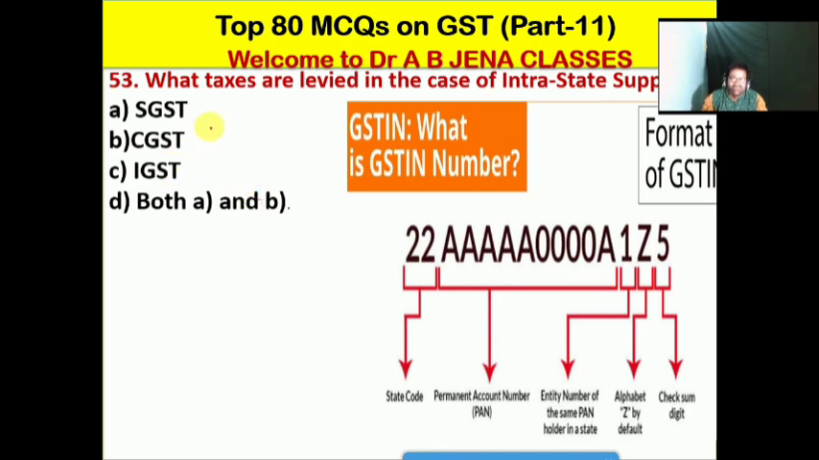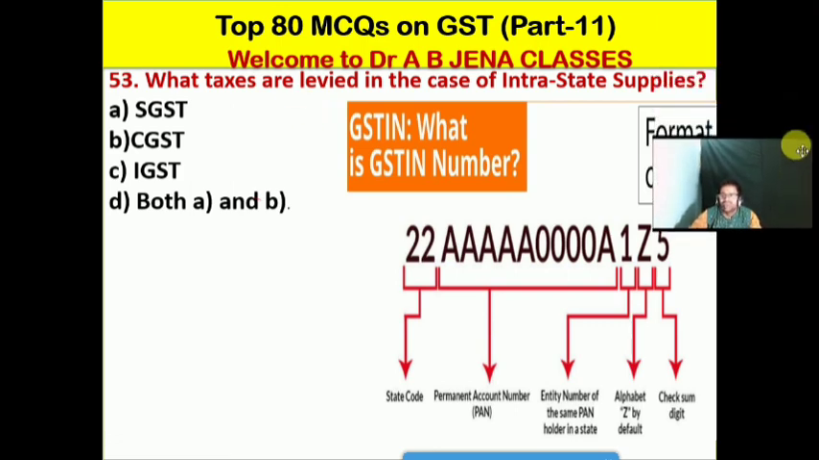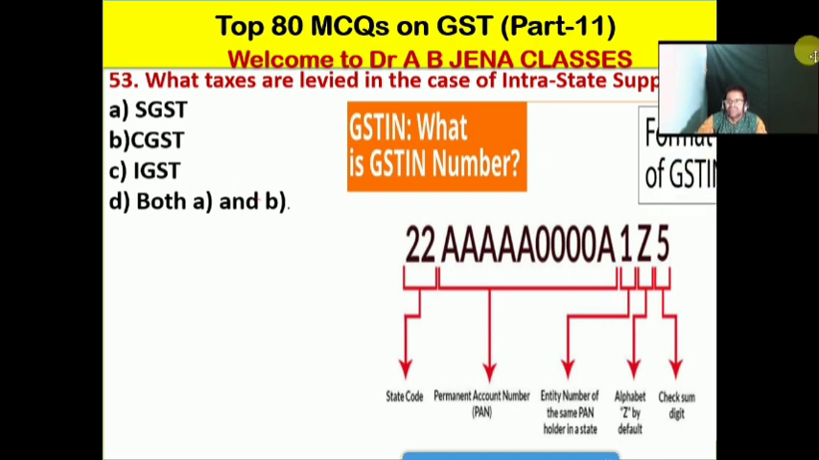Next one we will see: which taxes are levied in the case of intrastate supplies? Whether A it's SGST, B CGST, C IGST, D both A and B. Friends, SGST as well as CGST will be levied or charged in the case of intrastate supplies. So friends, here D is the right option for this MCQ.